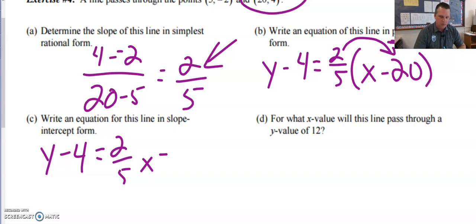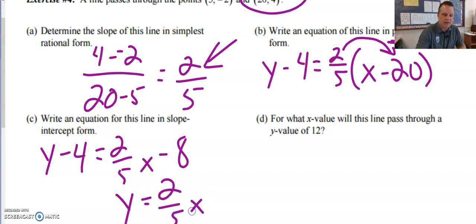So when you do the 2/5 times your 20, it gives you 8. Okay? And then you have to add 4 to both sides. You get y equals 2/5 x minus 4. Okay, that's the line.